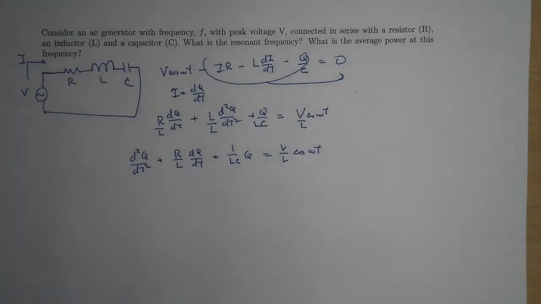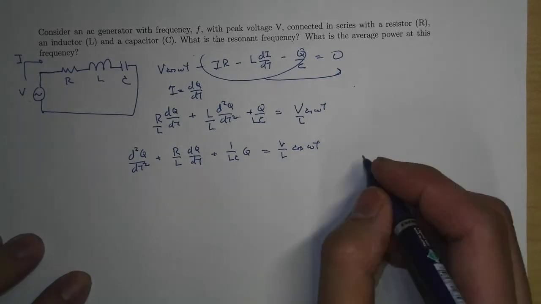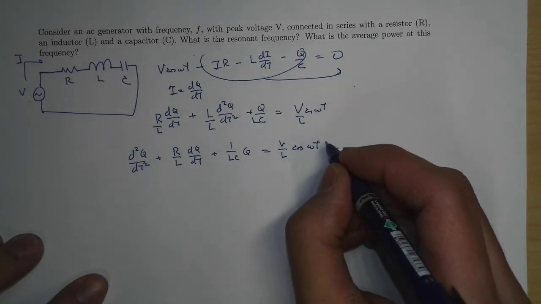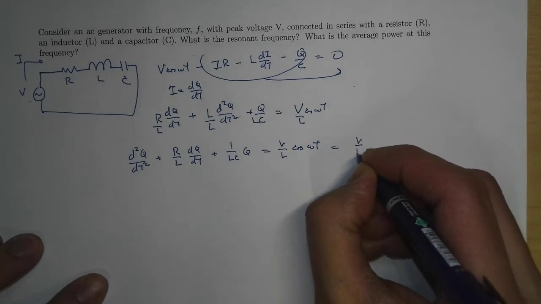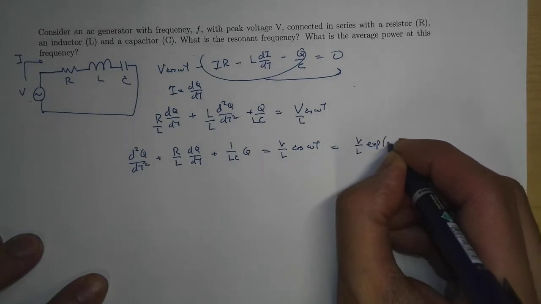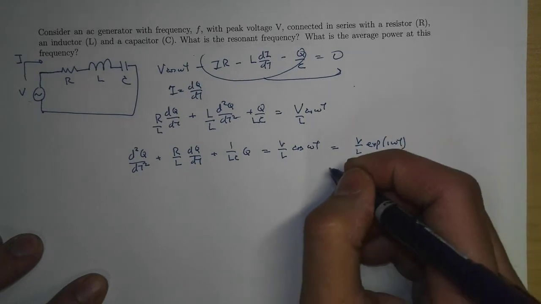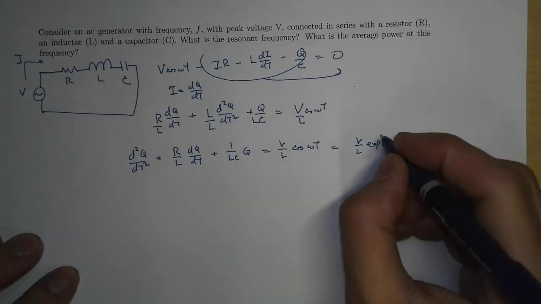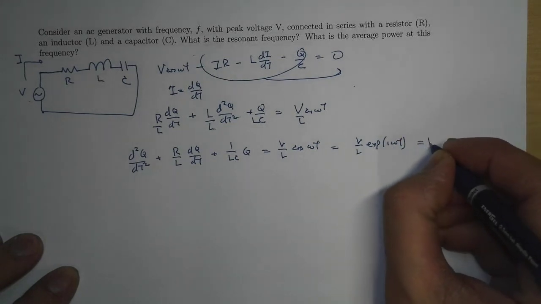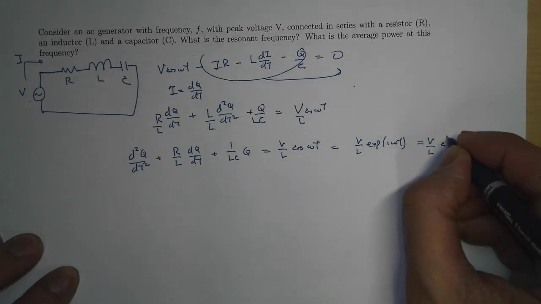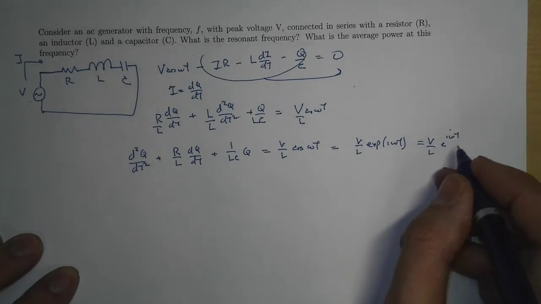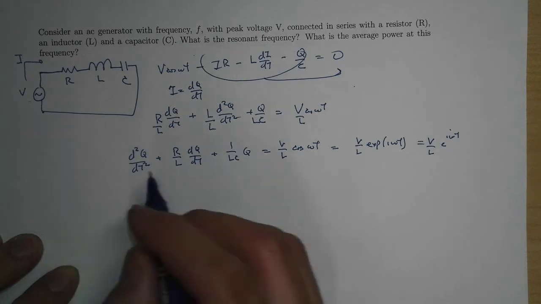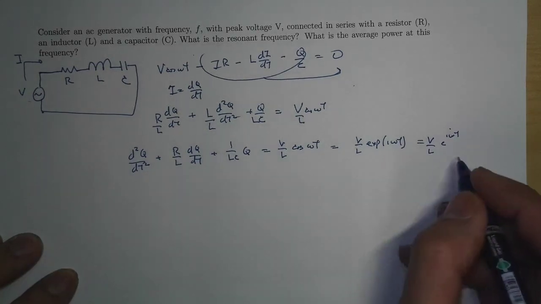In order to make this problem solvable, I'm going to complexify everything. The way you complexify it, you look at this cosine omega t and write it as V over L e to the i omega t. You could use the exponent, it doesn't matter, they're both the same thing. To keep my writing to a minimum, I'm going to write this as V over L e to the i omega t. So this is my problem.